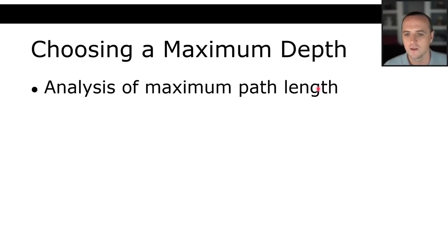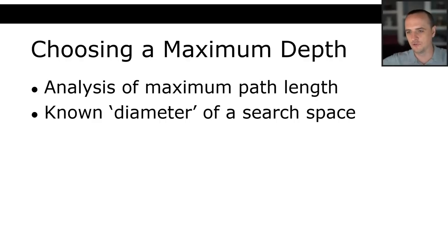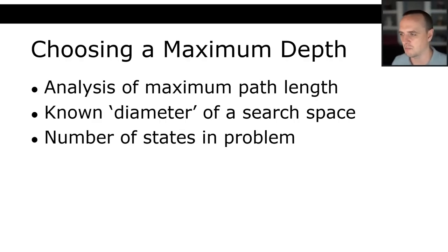But how do we choose a maximum depth for depth limited search, right? Do I choose 10? Do I choose a million? Do I choose 10,000? What do I do? Well, one thing you could do is sort of an analysis maybe of the maximum path length. So you could say, okay, my map has 64 by 64 tiles. So maybe I'll add those up and set that to the depth. Or maybe I know that my Newfoundland is like 1,000 kilometers long or however long it is. Or maybe there's some number of states in the problem. So you could do a whole bunch of things to try and choose L for you.